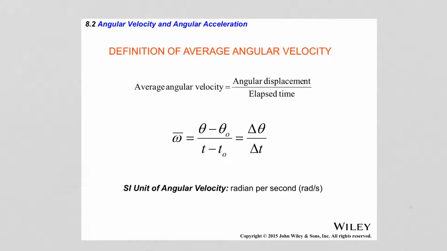In the metric system, the units for angular displacement are radians, the units for time are seconds, so therefore the average angular velocity is measured in radians per second.